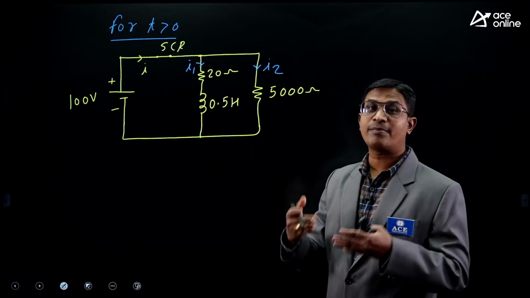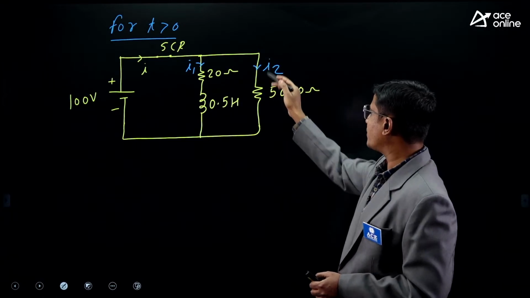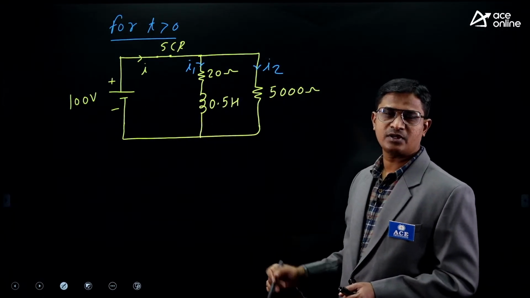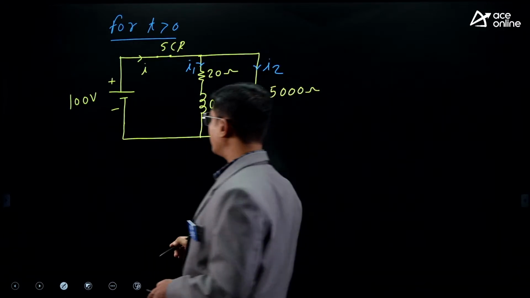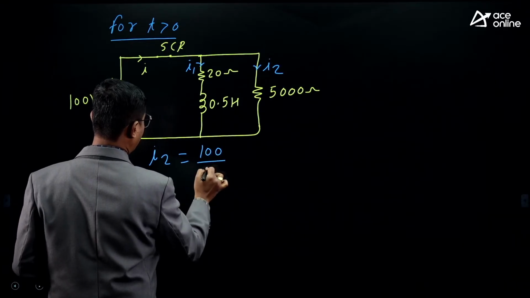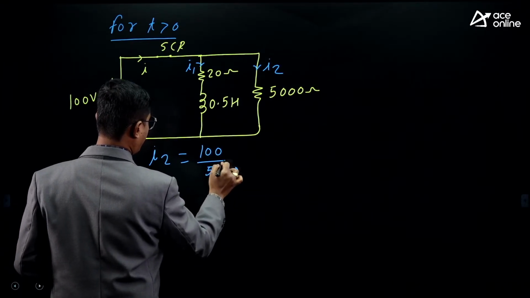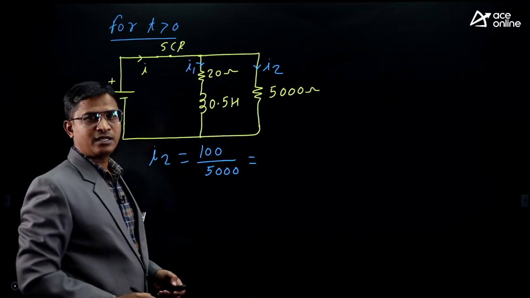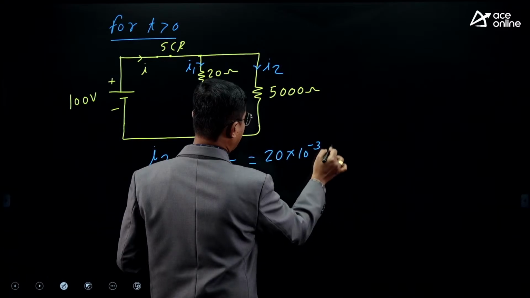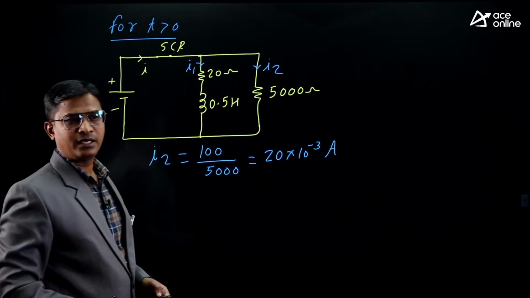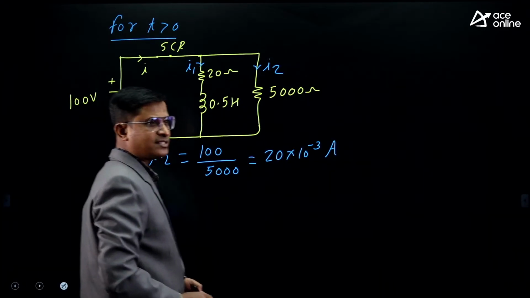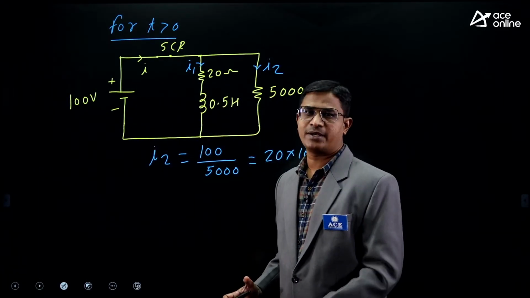And this resistor, the branch currents. I2 we can directly write, na? This 100 volt will appear across this 5000 ohm resistor. So I2 is 100 by 5000. Okay. I2 is equal to 100 upon 5000, which is equal to 20 milliampere. 20 into 10 to the power minus 3 ampere, right? This is I2. What is I1?